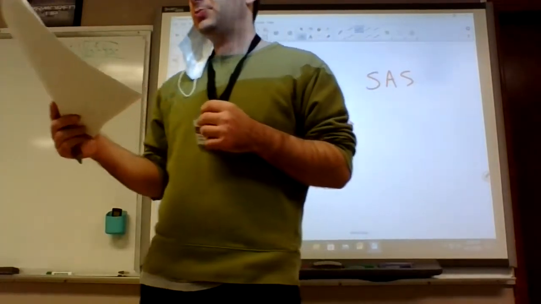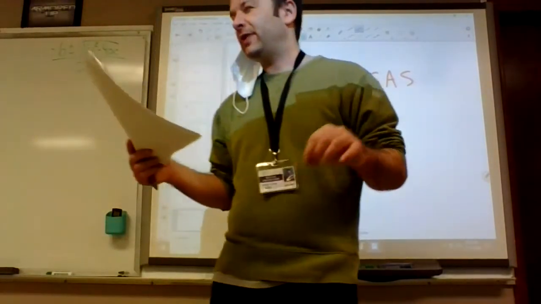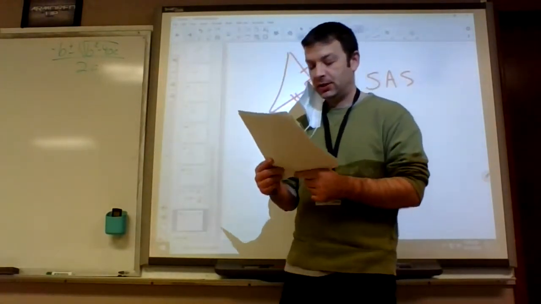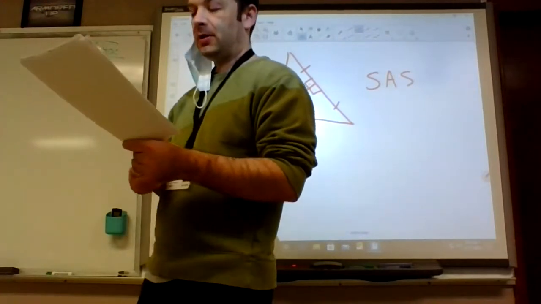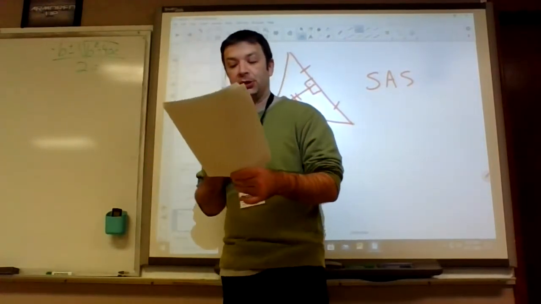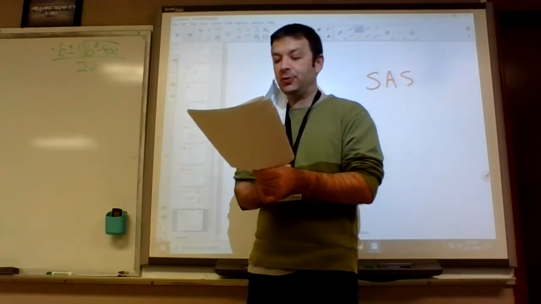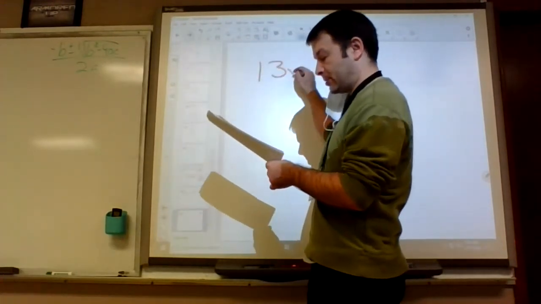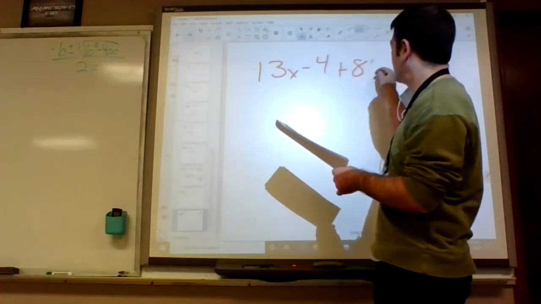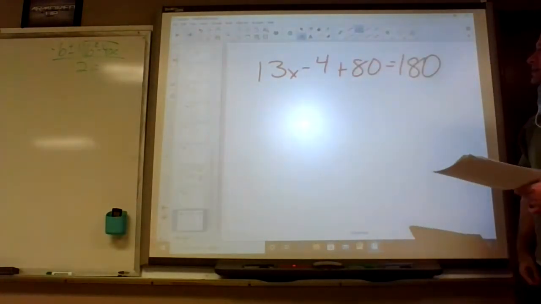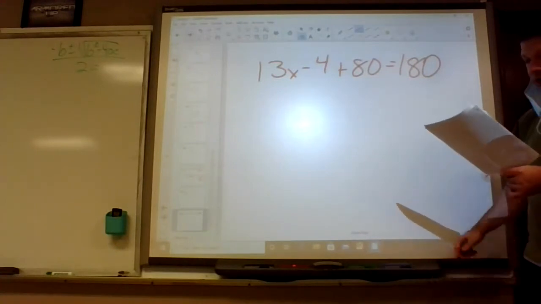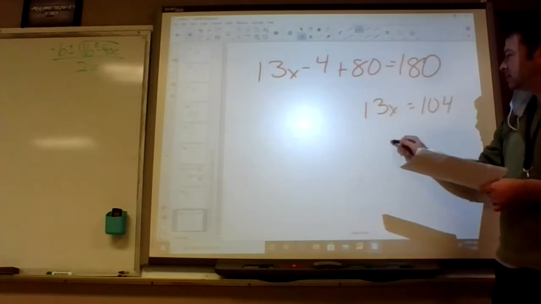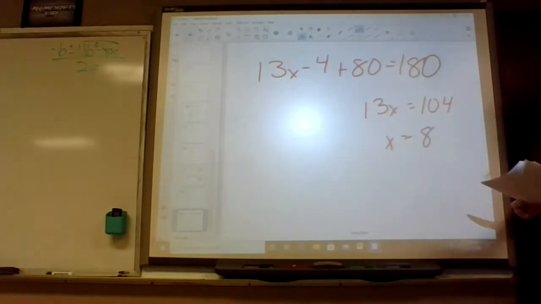Number 7, 3x plus 1 equals 2x plus 7. If you have x's on both sides of the equation, you gotta subtract 2x to get rid of it on one side. x is 6. Number 8, this was the tricky one on this page. It's kind of like number 3, they have to add up to 180. So you can set it up as 13x minus 4 plus 80 equals 180. Simplify that and you should have 13x equals 104. Divided by 13, x is 8.